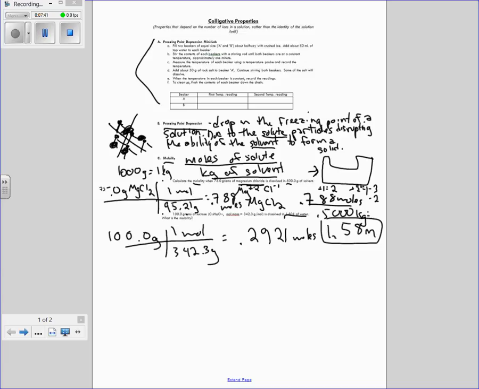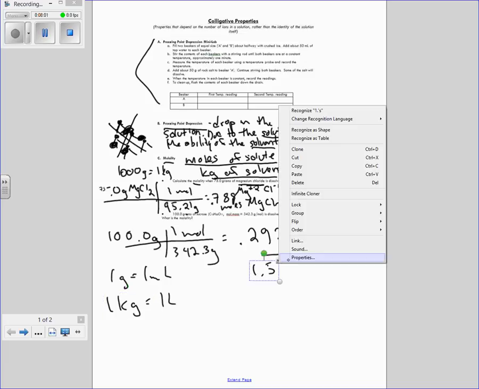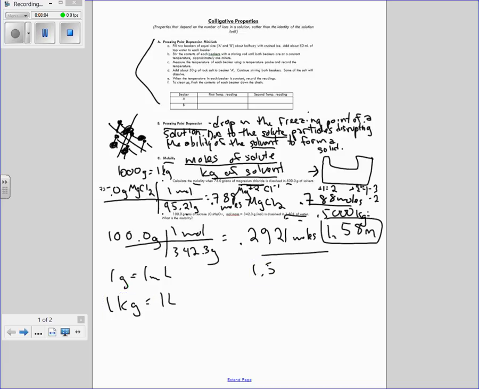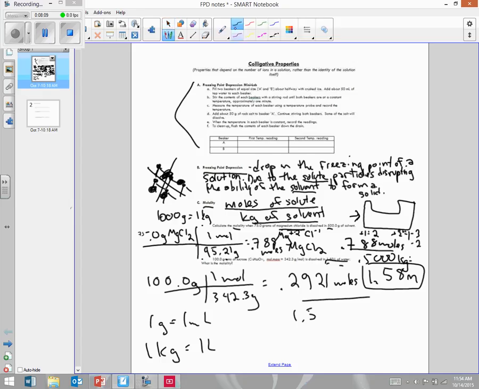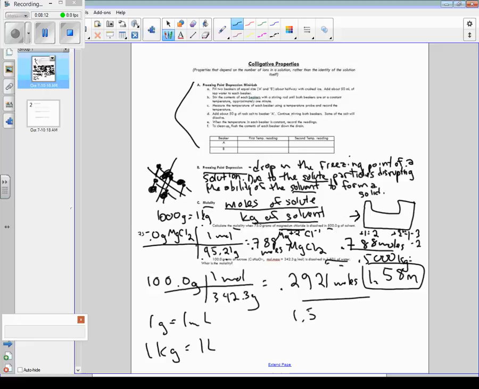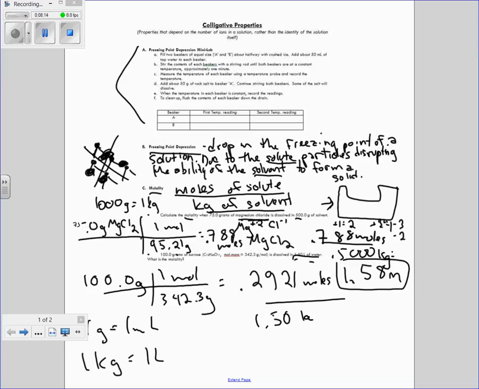Now, if you'll see here, our solvent is 1.5 liters of water. So when we are working with water, there's a couple useful things. 1 gram of water, if you remember from the density, 1 gram of water equals 1 milliliter of water. What that conversion also means is that 1 kilogram of water is equal to 1 liter of water. So we really like working in liters because all we have to do is take the L off and put on a kg. 1.5 becomes 1.50 kilograms.